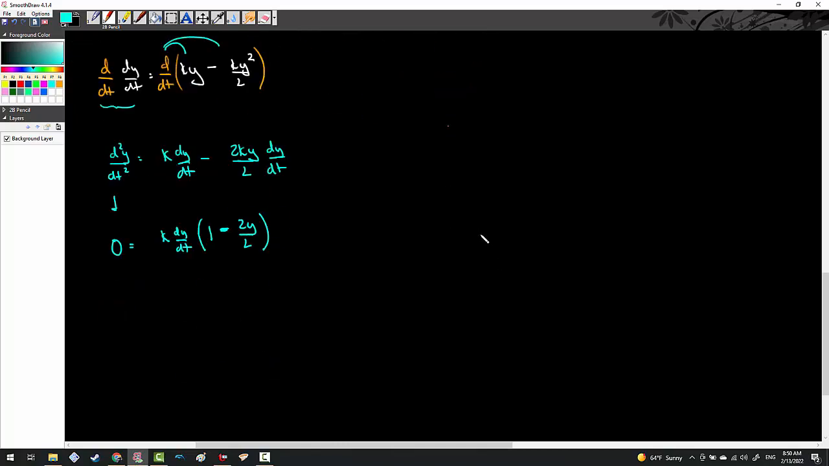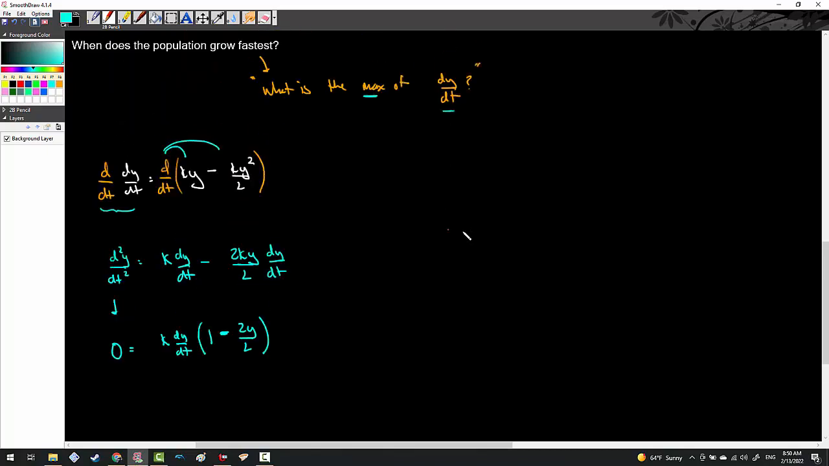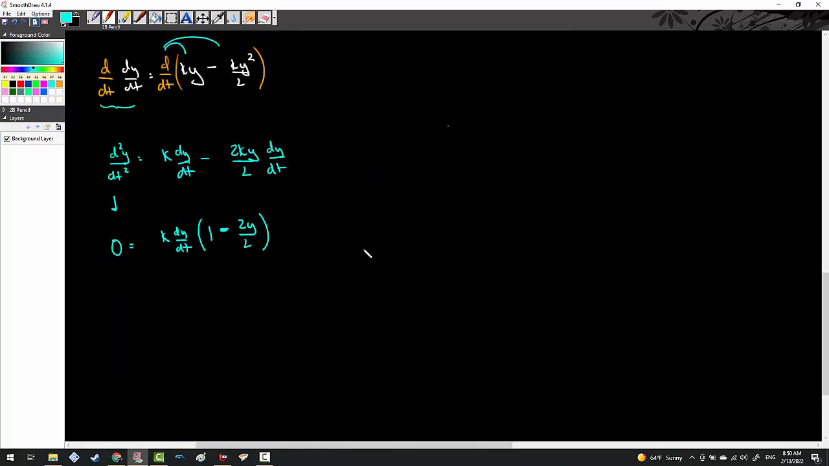And so from here, remember, I'm trying to figure out a value of y that is going to make this statement true, right? What is the max of dy over dt? So ultimately, k and dy dt can be constants. I don't really need to worry about them. So 0 equaling 1 minus 2y over L. So at this point, it's pretty simple. I think it's 2y over L equals 1. So y equals L over 2, or 1/2 L.